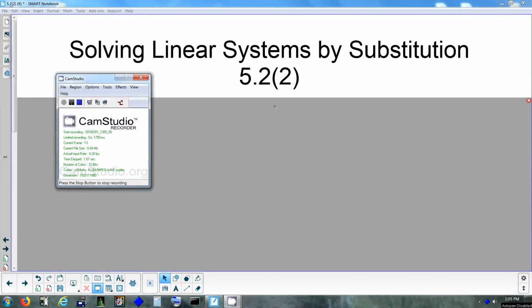Good afternoon, class. Today we're going to be learning solving linear systems by substitution, 5.2, part 2.